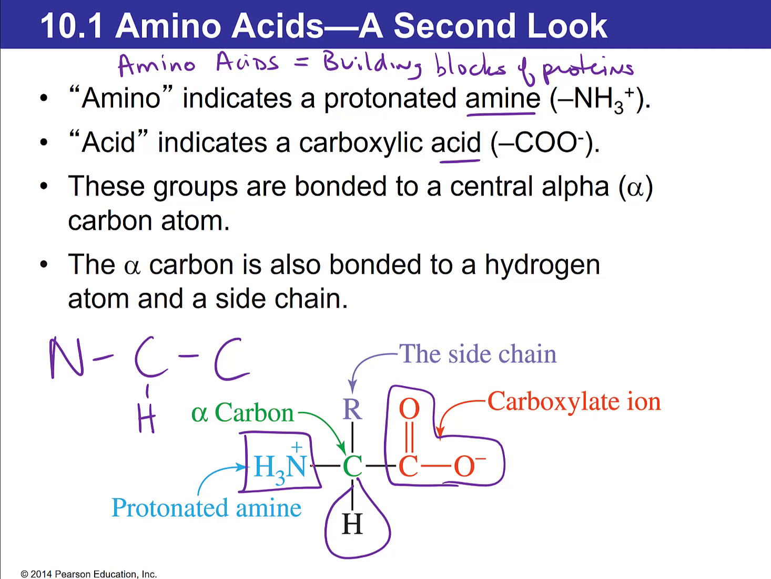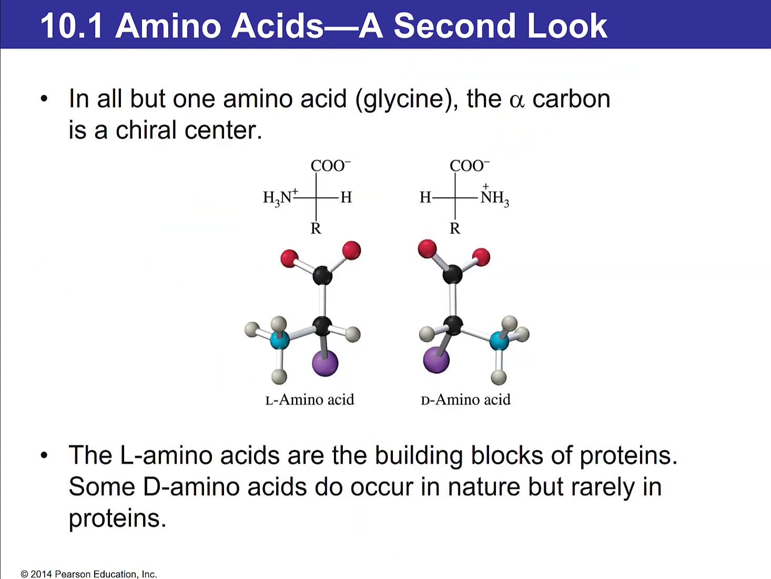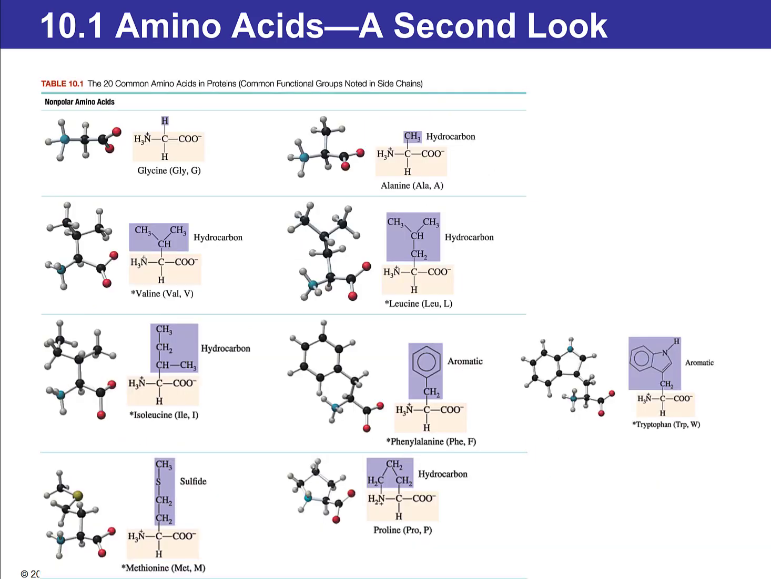What makes one amino acid different from another is this. And if you look on the periodic table, there is no element that says R. There is no such thing as element R. So the word R stands for the group that is unique to that amino acid. So here's looking at the R groups. Let's look at some of the R groups.